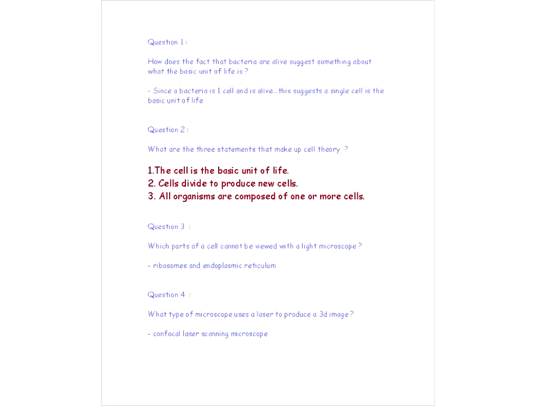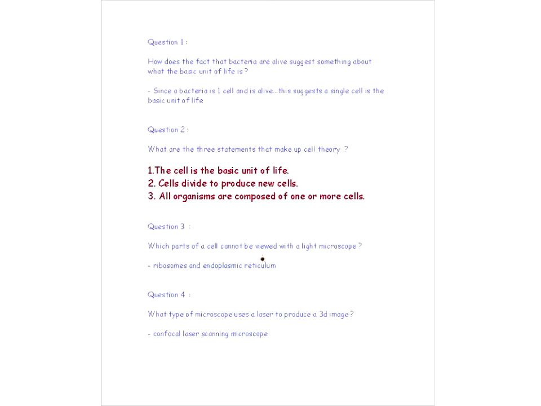Question 2 says, what are the 3 statements that make up cell theory? The first statement, the cell is the basic unit of life. The second statement, cells divide to produce new cells. And the third statement, all organisms are composed of one or more cells. Okay, so those are 3 statements about cell theory.